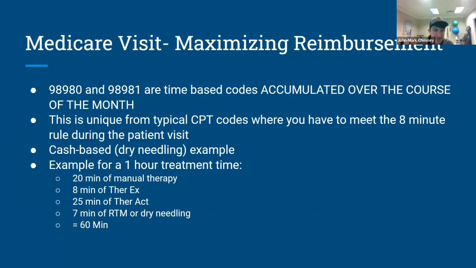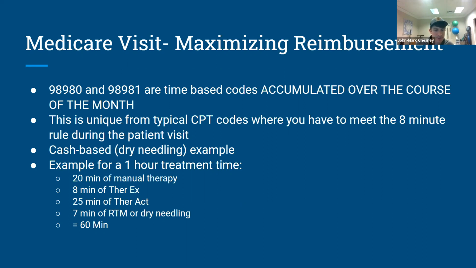So we've talked about this already a little bit as far as maximizing reimbursement with a Medicare visit. 98980 and 81 are the two time-based codes, again, accumulated over the course of the month. So these codes are unique because they're not based off of the 8-minute rule. They're based off of an accumulation over a month. So in the past, we utilized dry needling. We're a hybrid clinic where the only insurance we take is Medicare. The rest is out of network or cash.